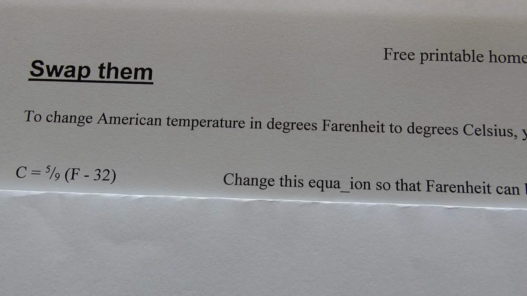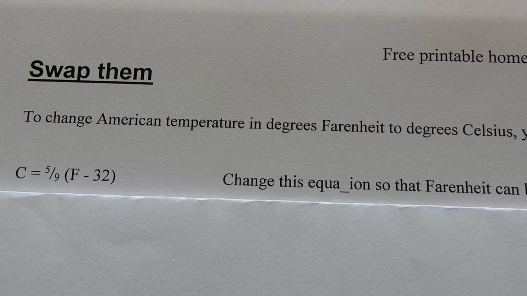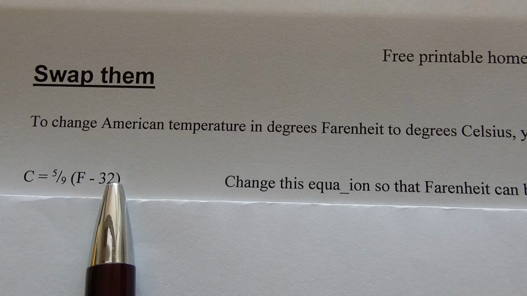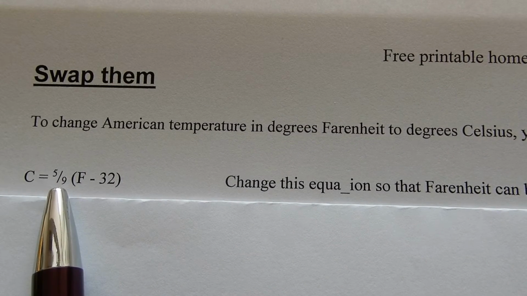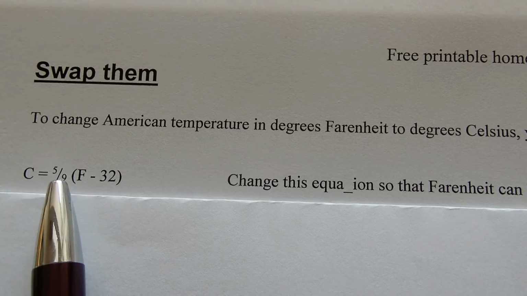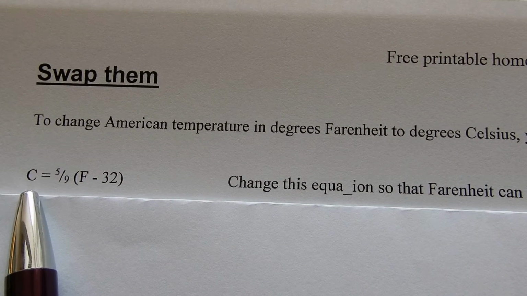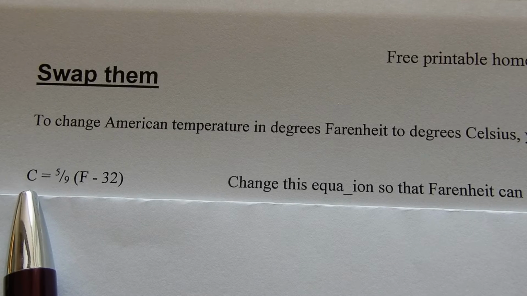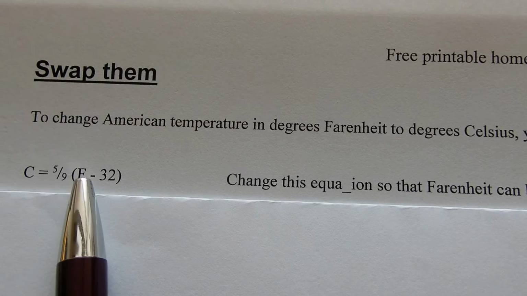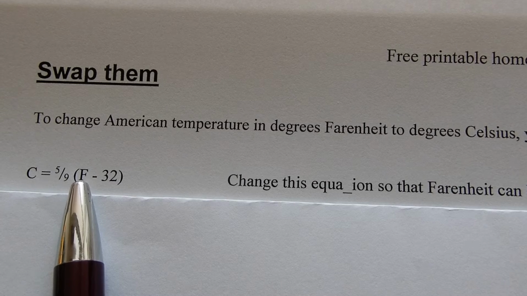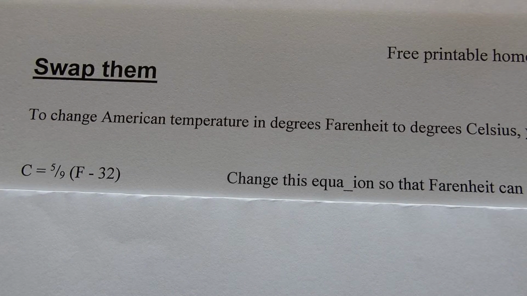32 take away 32 is 0, times by 5 over 9 is still 0. So when Fahrenheit is 32, centigrade is 0. That's one of the points: 0 degrees centigrade, 32 Fahrenheit. It's when water turns into ice.